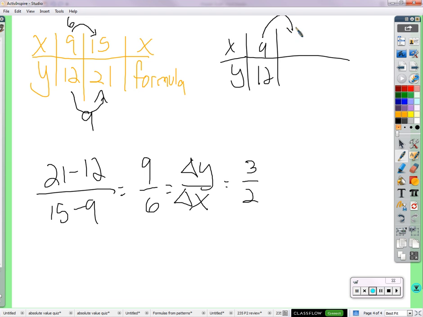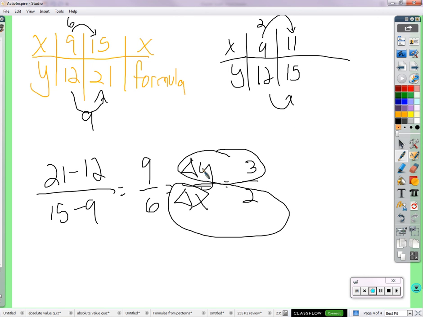If x goes up to 11, which is a change of 2, then y would go up to what? 2, 3, 4, 5. Y goes up by 3. I'm looking for 15? So if x goes up by 2, y goes up by 3, that's the same pattern as x goes up by 6 and y goes up by 9. It's the same pattern.